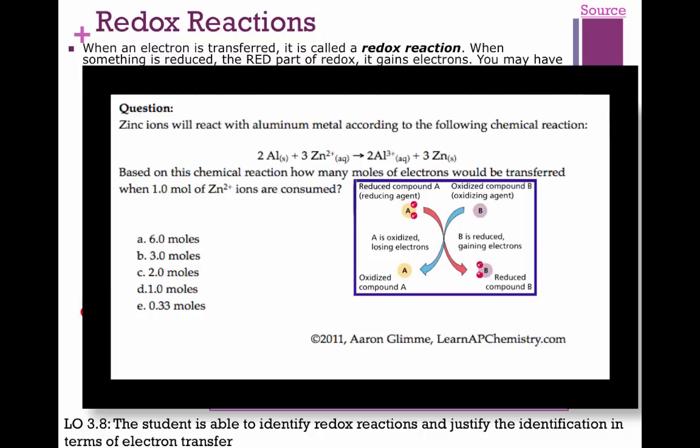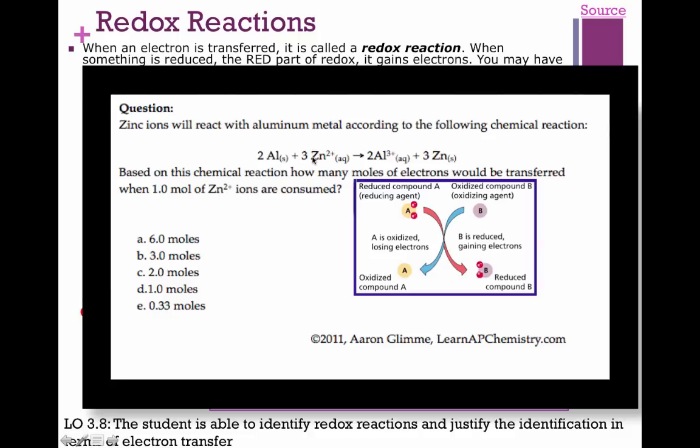Okay, so here's a sample question. Zinc ions will react with aluminum metal according to the following equation. Based on this chemical reaction, how many moles of electrons would be transferred when 1 mole of zinc 2 plus ions are consumed? So if you're looking for zinc 2 plus, split this into its half reaction and figure out how many electrons it takes.